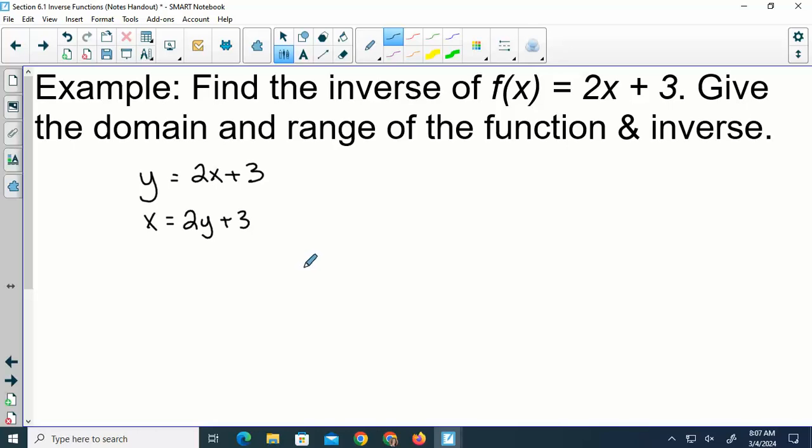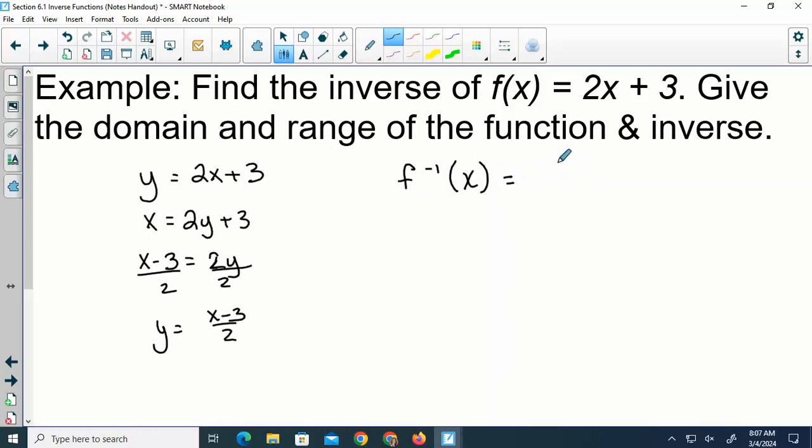Now we have to solve for the y. So we subtract the 3. Okay, and then if I want to solve for y, we would divide by 2. So final answer, we put it back in function notation. We have found the inverse, so the notation for inverse is f inverse of x.